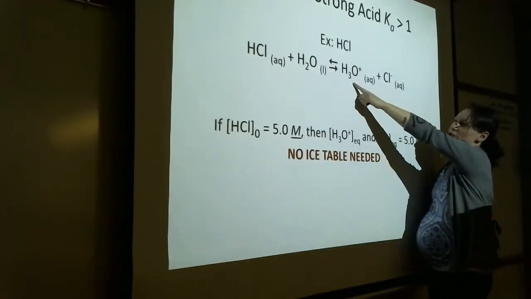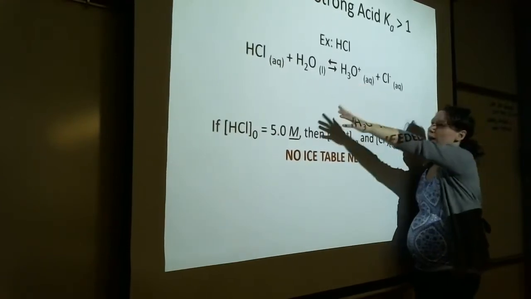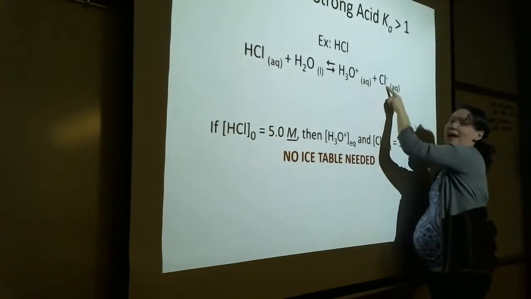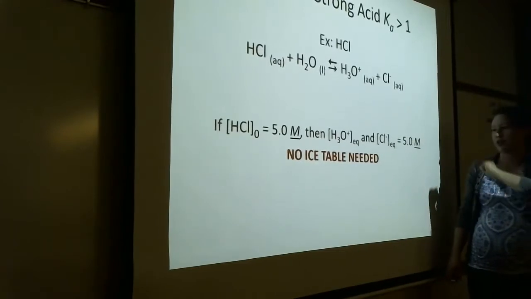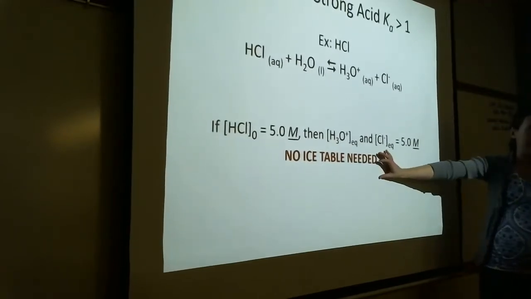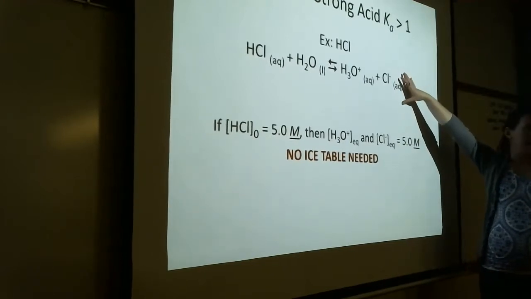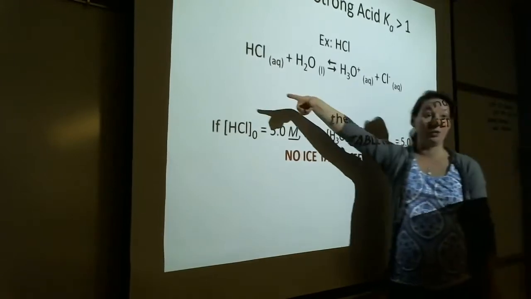We actually assume that the concentration at equilibrium, if I began with 5 molar HCl, then I'm assuming that the concentration of hydronium is 5 molar as well. Okay? So whatever this number is here, that's the same as the concentration of this and this. We're assuming 100% dissociation. This is why we don't need an ice table. Does everyone see why we're not going to need to make an ice table here? Because we're assuming it's 100% here, 0% here.